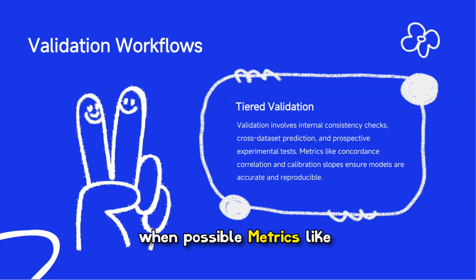Validation workflows should be tiered and rigorous, combining internal consistency checks, cross-dataset predictions, and prospective experimental tests when possible. Metrics like concordance correlation and calibration slopes help quantify performance, ensuring models are reproducible, accurate, and informative enough to guide the next round of experiments or clinical decisions.